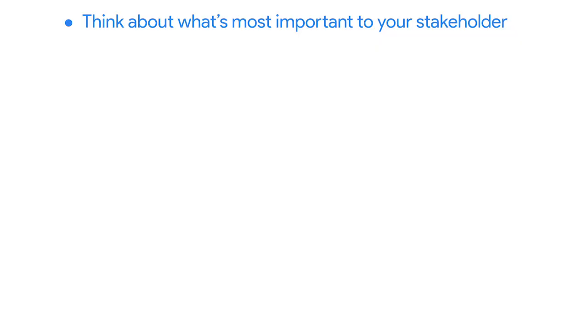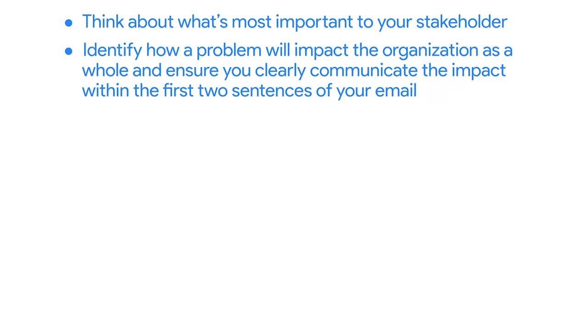There are a few best practices to keep in mind to make sure your email doesn't get ignored. First, think about what's most important to your stakeholder. Often, senior stakeholders will be more interested in a problem's potential impact on an organization than its impact on a single project. This is where connecting project problems to an organization's OKRs comes in handy. Identify how a problem will impact your organization as a whole, and ensure that you clearly communicate that impact within the first 2 sentences of your email.